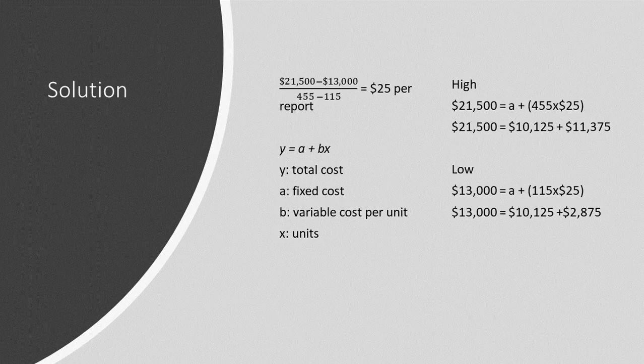If we are using the low point, $13,000, so we have A, again, that is the fixed cost. So we have 115 reports multiplied by $25 per report. So for total variable cost, 2,875. So if we get the difference between $13,000 less 2,875, we have 10,125 for our fixed costs.